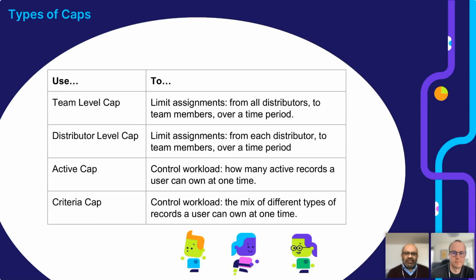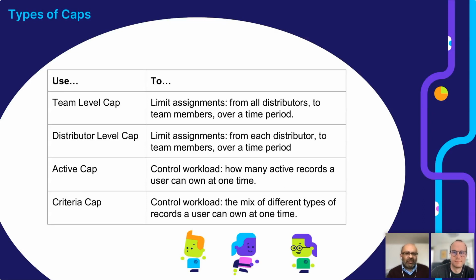We also discussed the difference between team level and distributor level capping. So team level caps allow you to control the total number of assignments each team member receives. For example, for a team containing 3 distributors, let's say hot, warm, and cold, you may just want your team members to receive a maximum of 50 leads per day across all 3 distributors. Distributor level caps limit the assignments made by a specific distributor. So for example, you may want to set your hot leads distributor to assign 5 hot leads per hour and limit your warm leads to just 10 over the whole day.